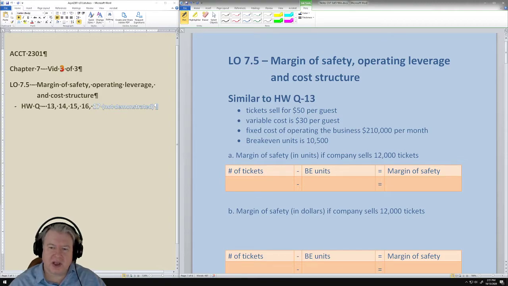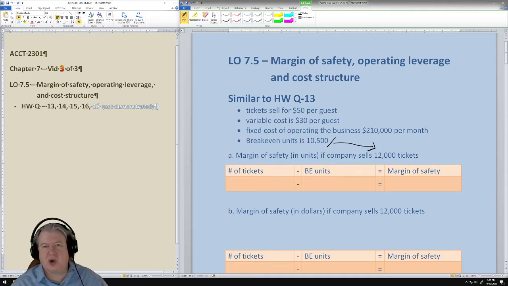So when we're talking about margin of safety in units, we can see that this is our break-even units and this is our target units. Without doing any other calculation, if I asked you what the buffer or the margin of safety was, you could just say, well, I'm planning on selling 1,500 more tickets than I need to break even, and that's the basic idea. So 12,000 is our target number of tickets or units. That could be a manufacturing goal. This is 10,500, so the margin of safety would be 1,500.